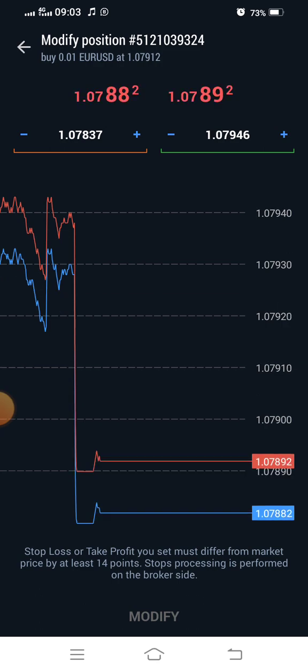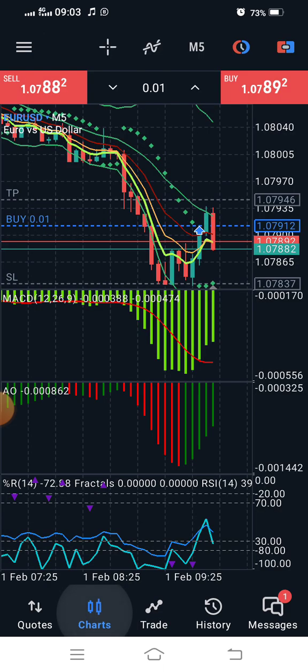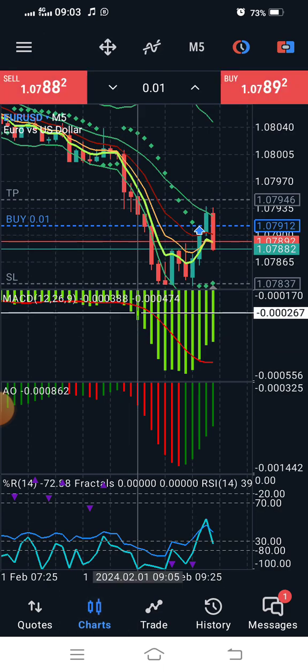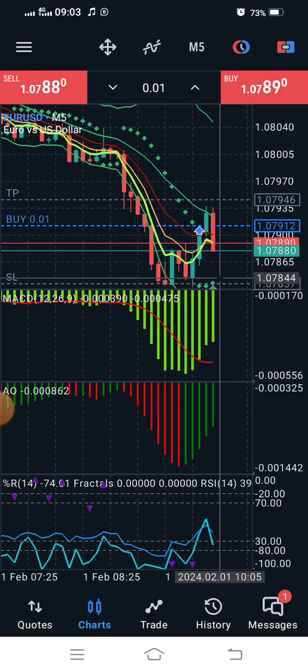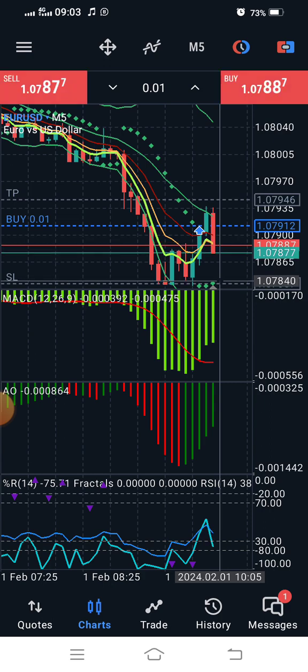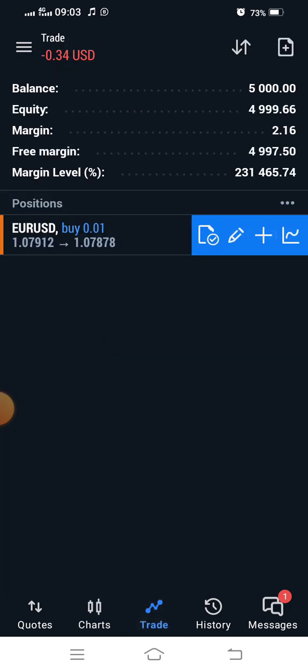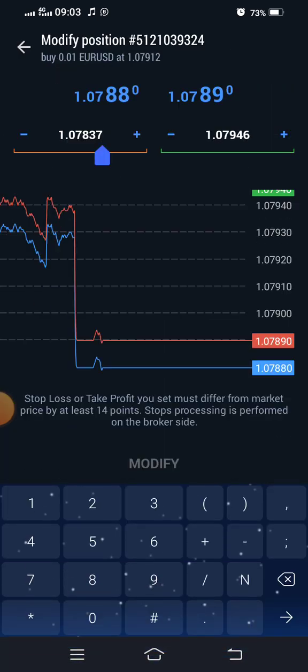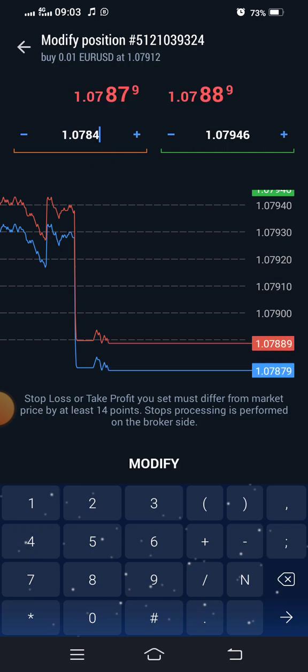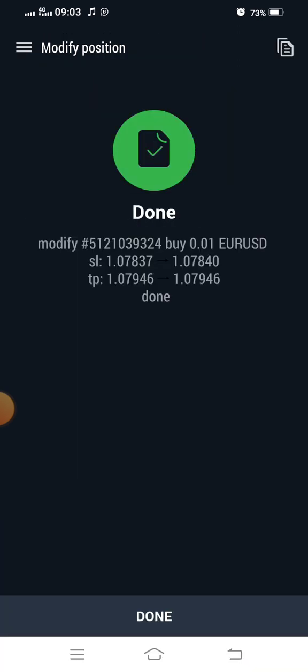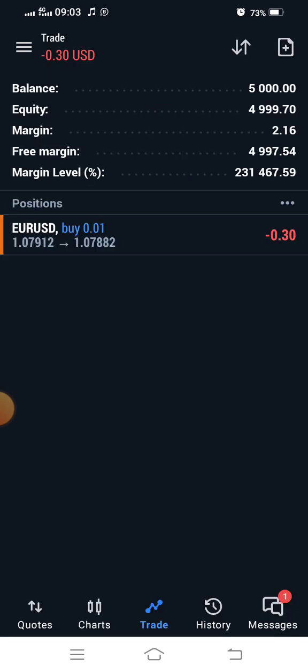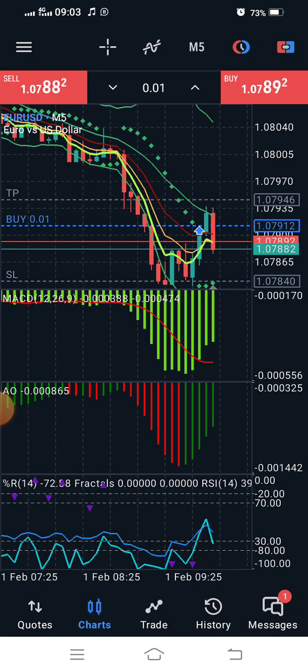0.4. What did I see just now? Let me go back. Okay. So you can see how it is dumping. So we'll come here. This is it here. 7840 is my stop loss. So I come here, 7840 is my stop loss. All right. So we'll go back. So that's it.